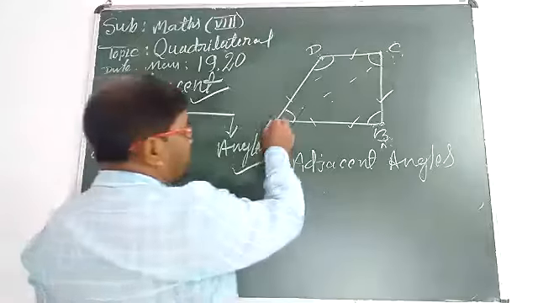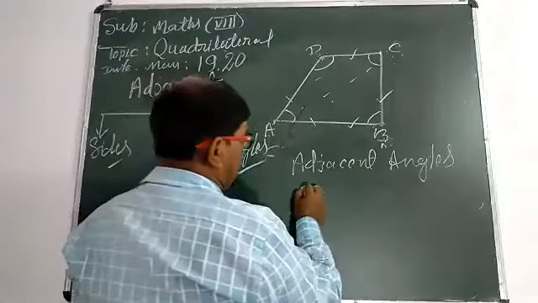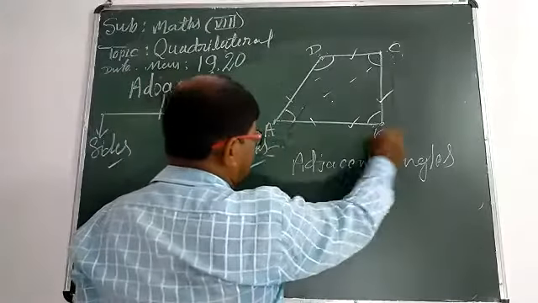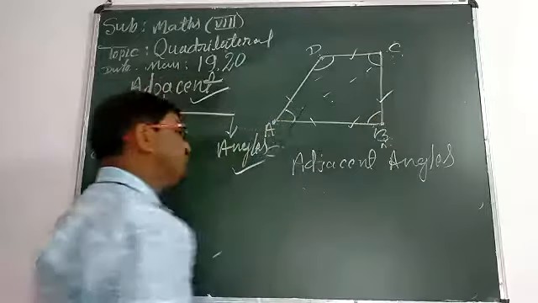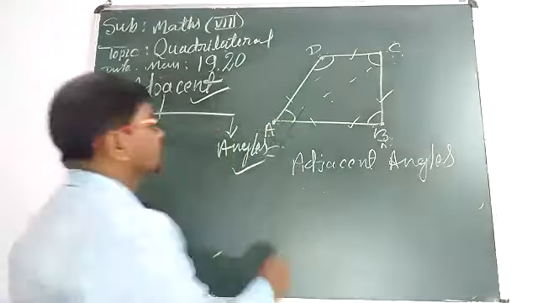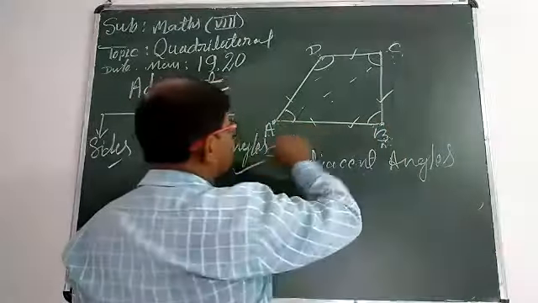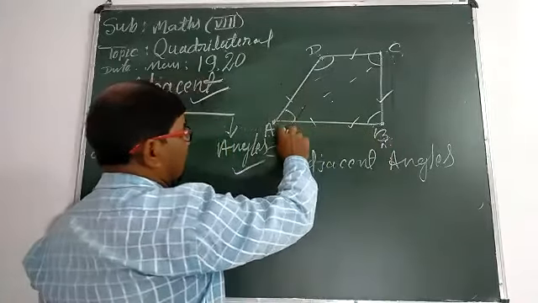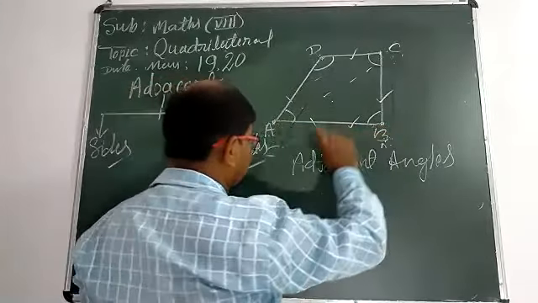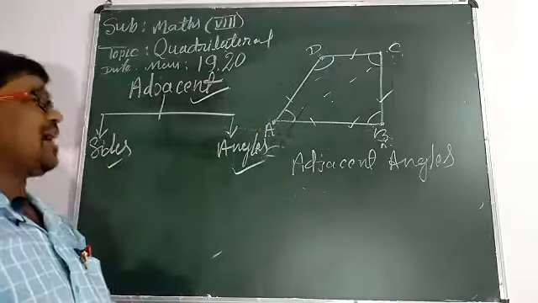Okay. Think about this side AB. There are two end points. One is A, another is B. So two angles here on the side AB. One is angle A, another is angle B. Two angles on the same side.